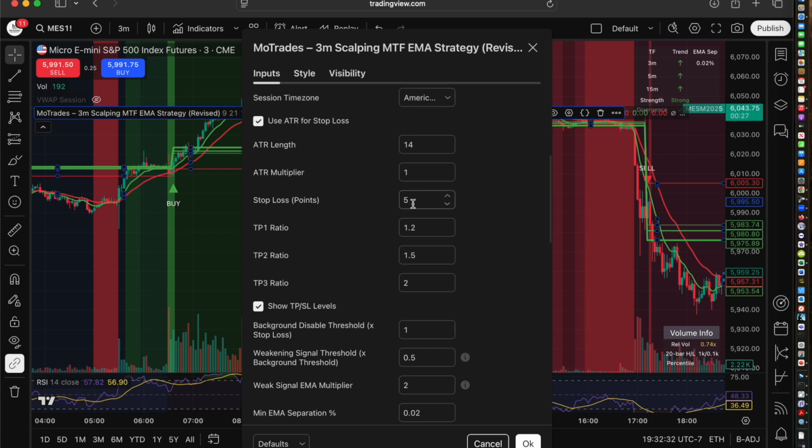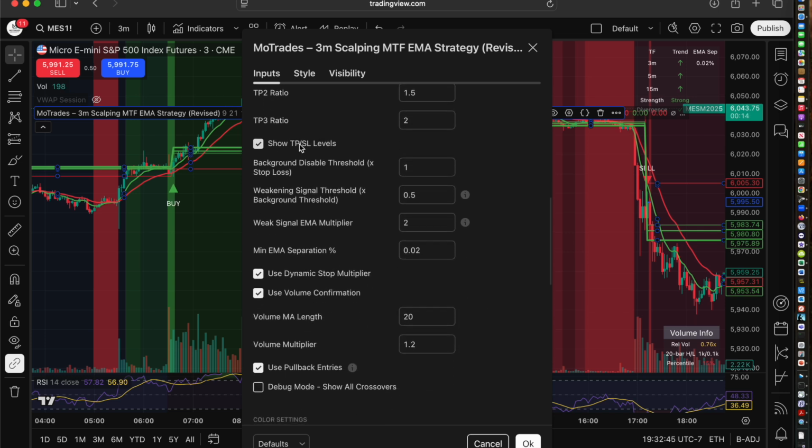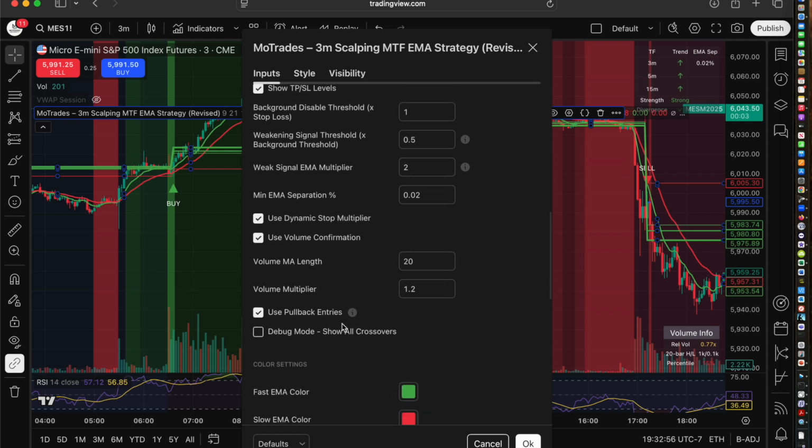5 points for the stop loss. Take profit 1 ratio is 1.2. Take profit 2 is 1.5, and take profit 3 is 2. We're showing the take profit and stop loss levels, which are these green and red lines. And we're using volume for confirmation, and we're also using pullback entries.